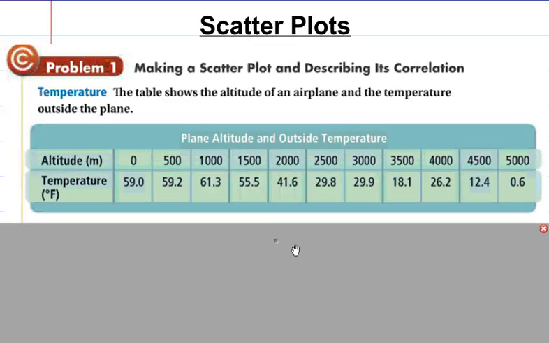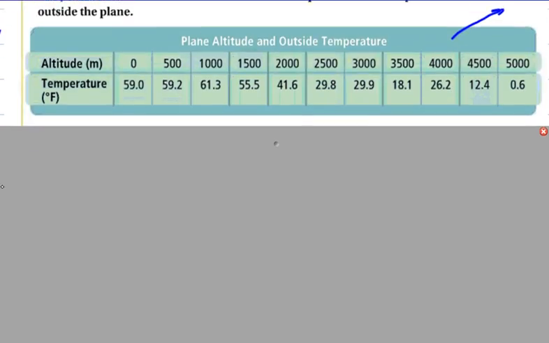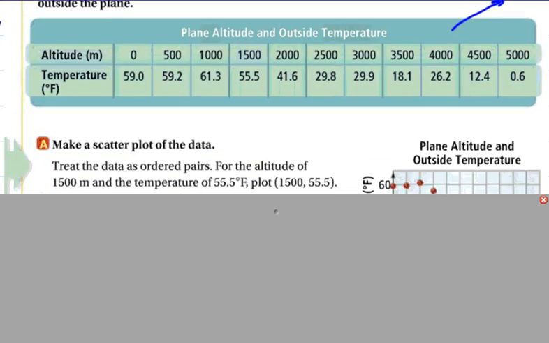It says the table below shows the altitude of an airplane and the temperature outside the plane. So essentially, as the plane goes up, what's happening to the temperature? And if you look at it, it went up a little bit right away, but then it's generally going down. So the higher you get up in a plane, typically it gets colder. So let's actually do something with this. Let's make a scatter plot first.